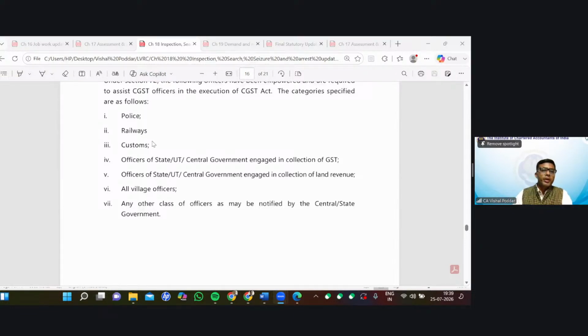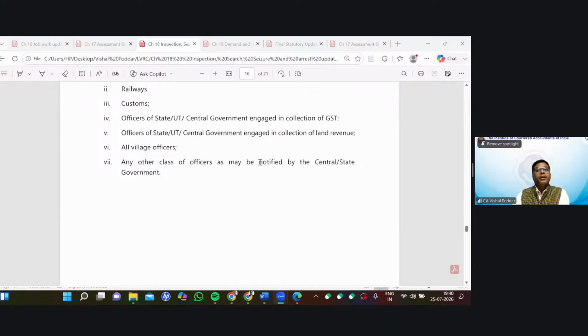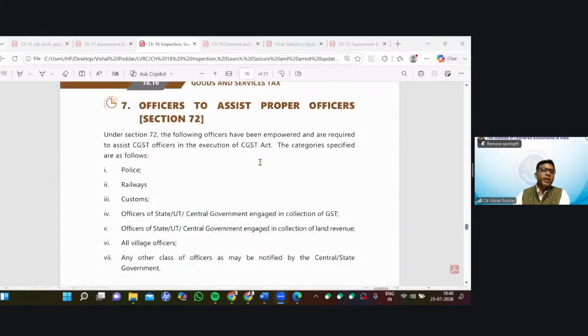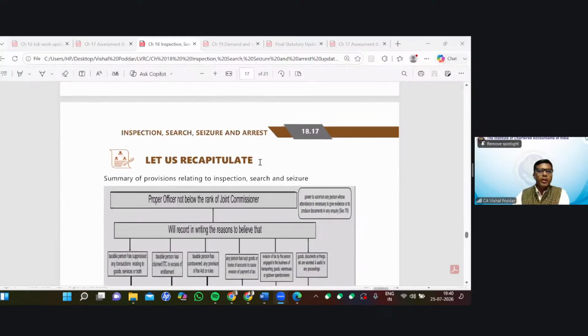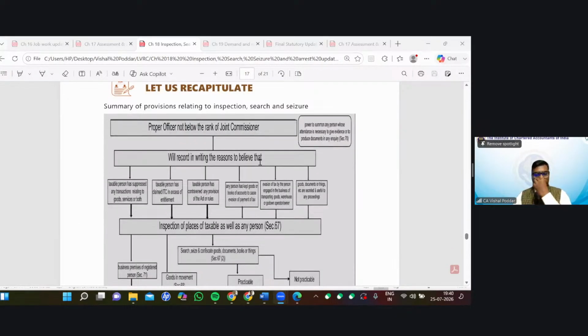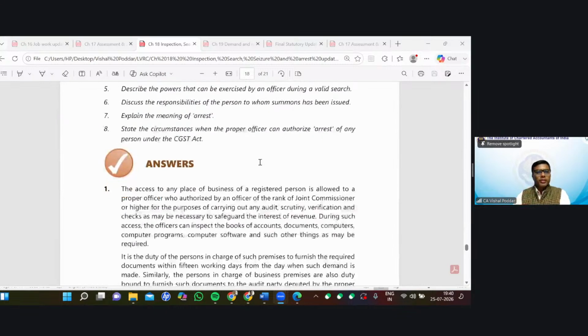Officers from police department, railways, customs, officers of state GST engaged in collection of GST, officers of state or central government engaged in collection of land revenue, village officers, and any other class of officers. So these may accompany the proper officer whenever the proper officer is going for any severe or strict action. So students, these are some important points.